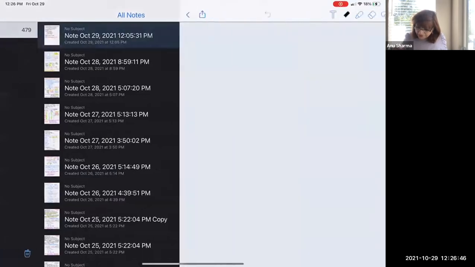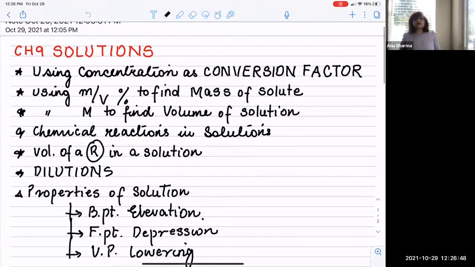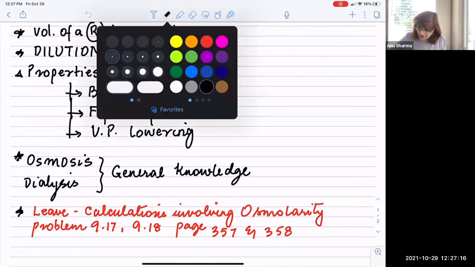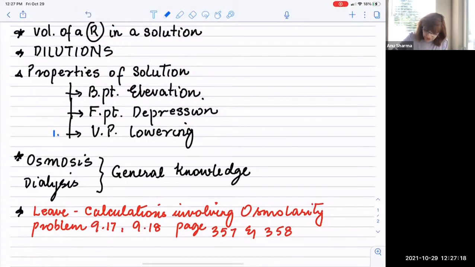And continuing on, we are now beginning the remaining part of this chapter, where we're going to use the concentrations as conversion factors, with different examples using the mass by volume percent to find the mass of a solute, the molarity to find the volume, then how we use these conversion factors in chemical reactions, then finding the volume of the reactant in a solution. Then we're going to look at dilutions, and then the properties of the solution. We will first start with the vapor pressure lowering.